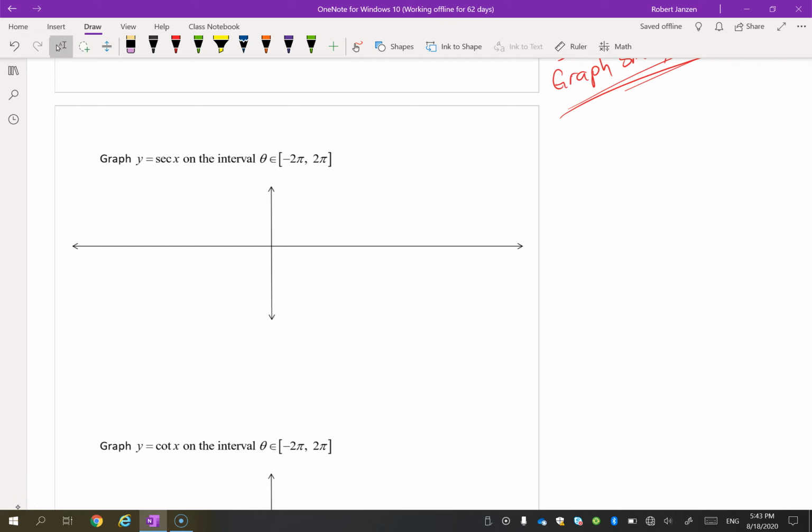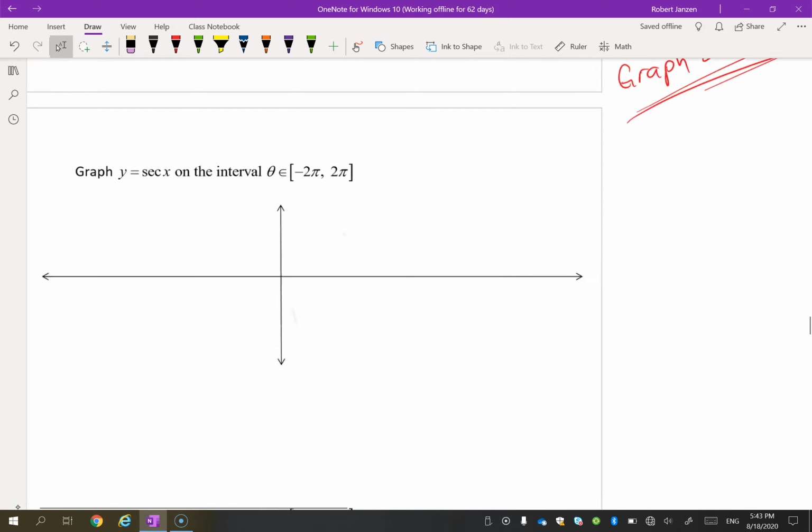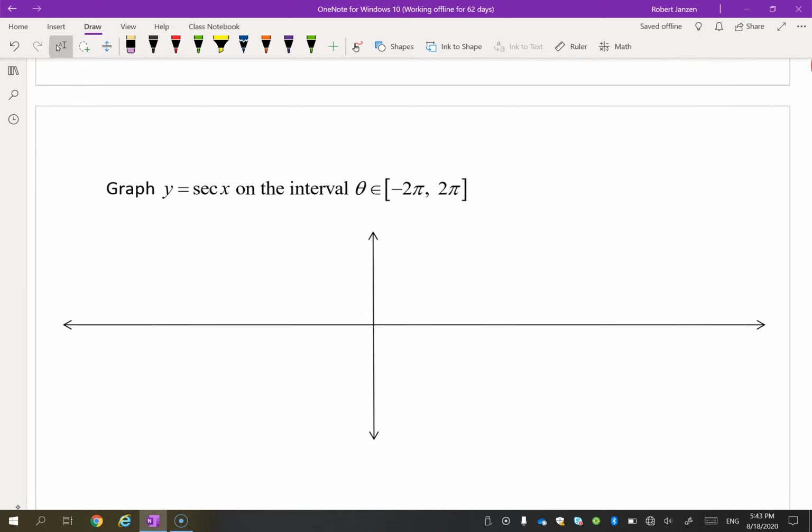Now before I get into transformations, I just want to quickly go through how to graph the reciprocal graph. This isn't typically on a test or an exam, but I feel like it's something that you should be able to do. All right? If you're asked to graph one of the reciprocal functions, what you should do is first of all graph what it's the reciprocal of.